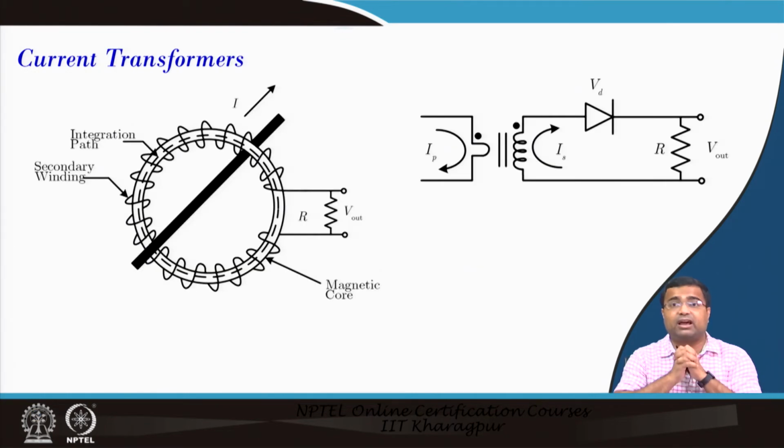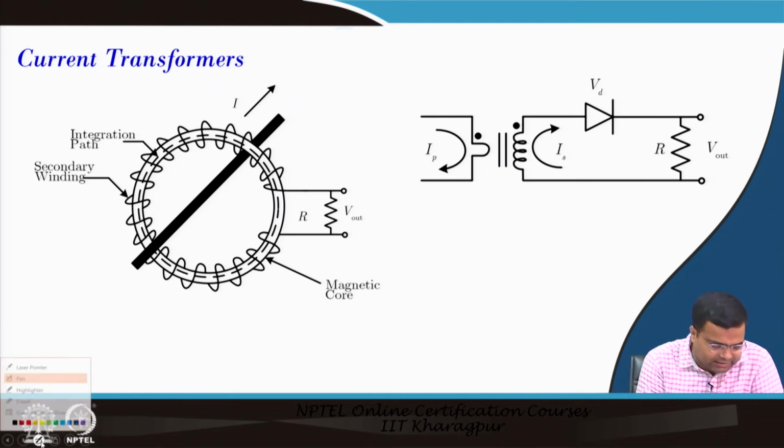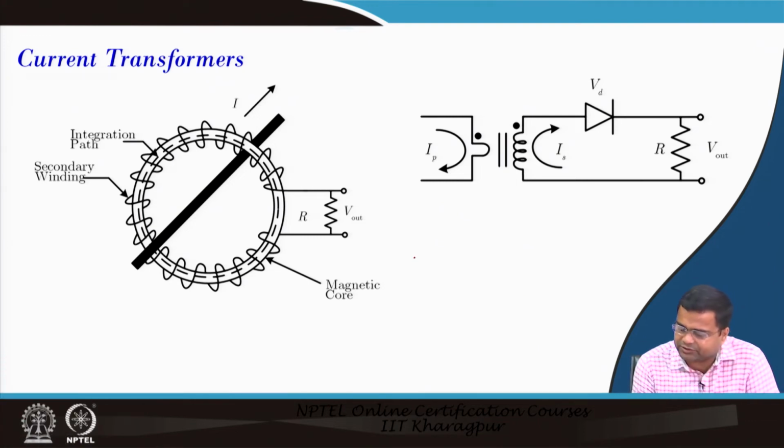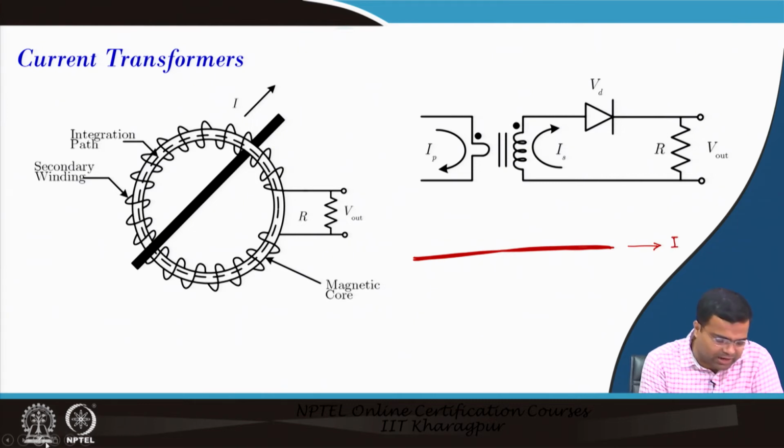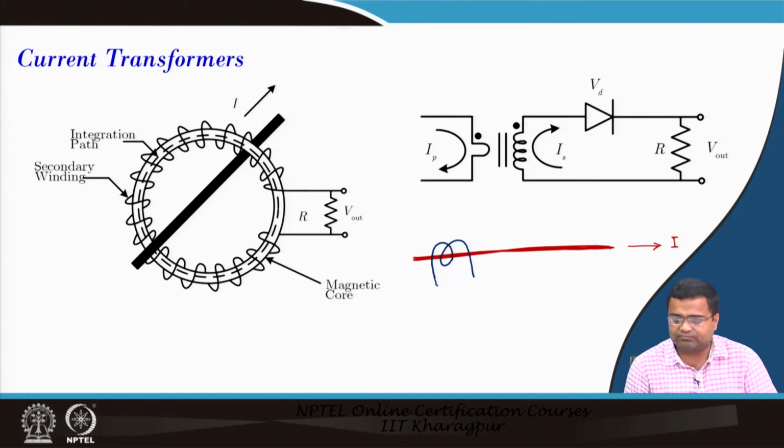Now coming to the current transformer. What does the current transformer do? Let us consider a wire carrying current. This is a thick wire and it is carrying current I. Now, what we have to do is put a primary coil, this is a primary turn.